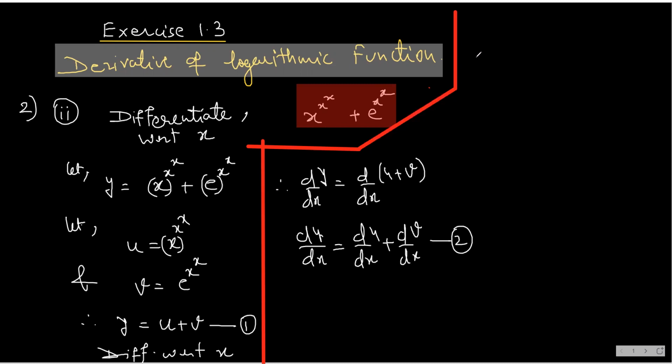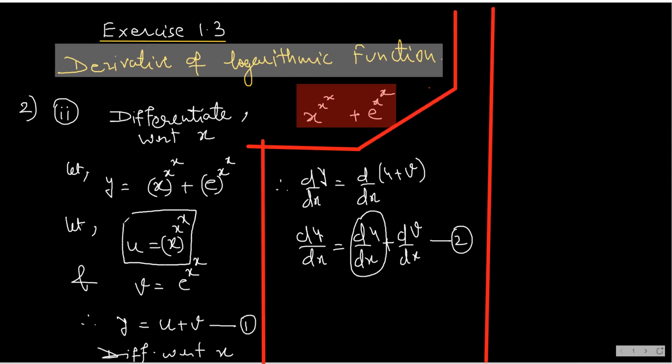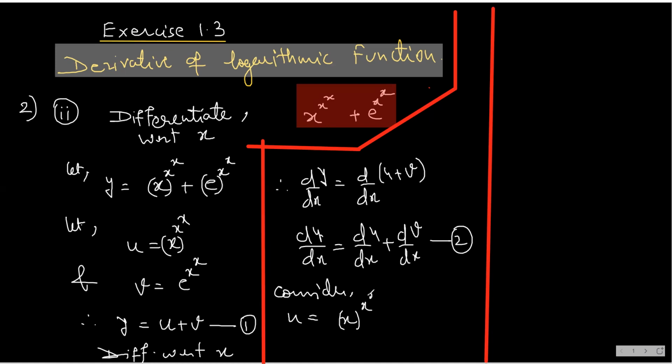What I will do next is, I have understood that to get du by dx, I will take this and differentiate. I now have to find du by dx and dv by dx. Once I have got those two, I will add them and I will get the required dy by dx. So I will write here, consider u equals x raised to x. Taking log on both sides, I now take log on both sides.